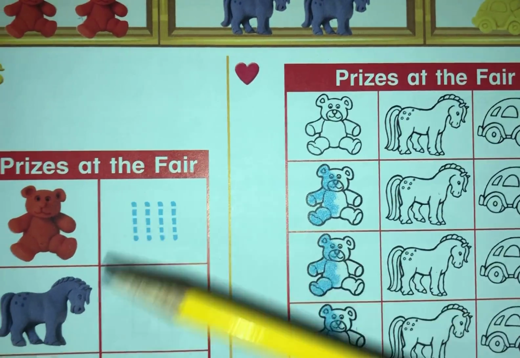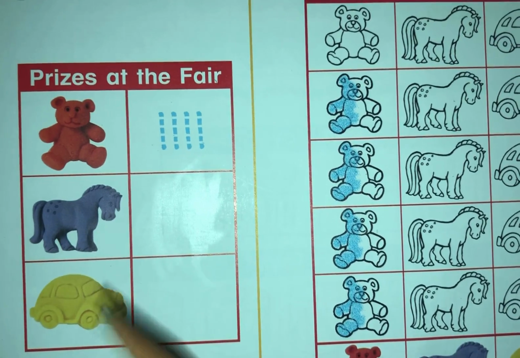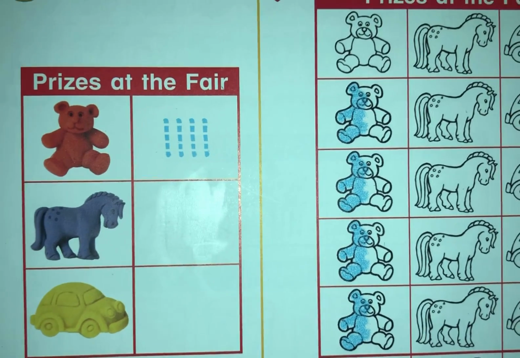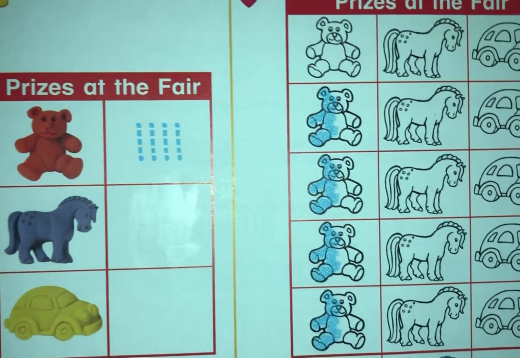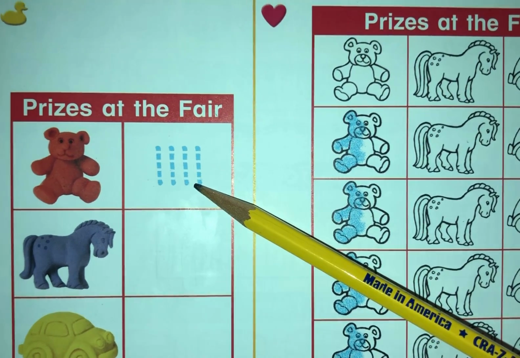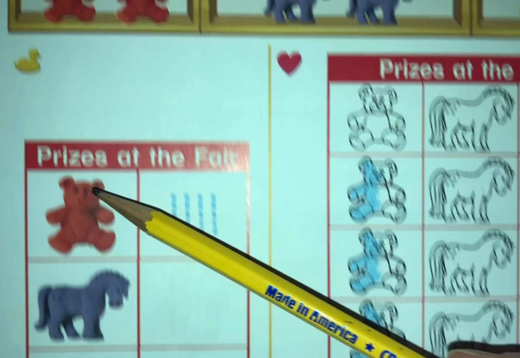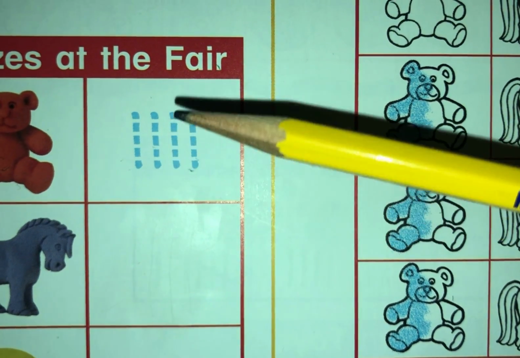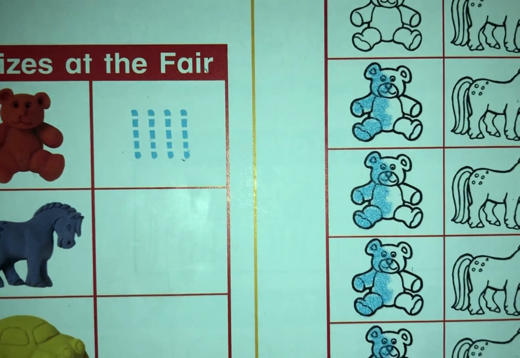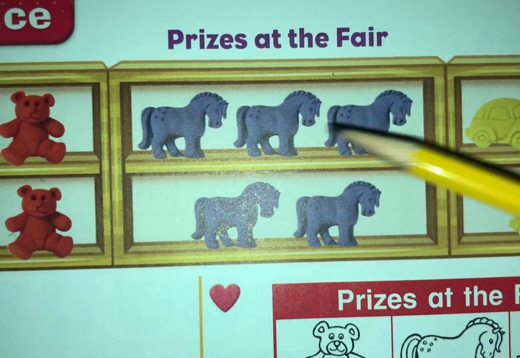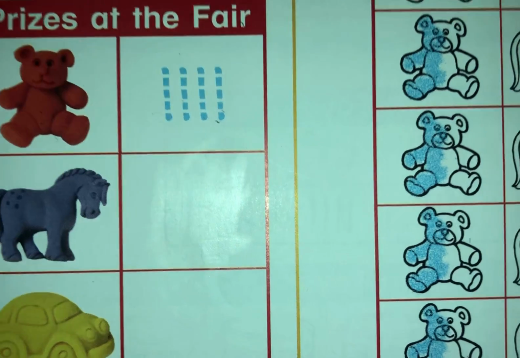So, prizes at the fair. Don't get confused because now the tally chart is going horizontally, where on the other side it was vertical, but it's the same thing. So you have your key picture and then an empty box to fill in the tally marks. So how many bears were there? 1, 2, 3, 4. So come down to the tally chart and next to the red bear, trace 1, 2, 3, 4 tally marks. Good. How many horses? 1, 2, 3, 4, 5. So you're going to make 5 tally marks.